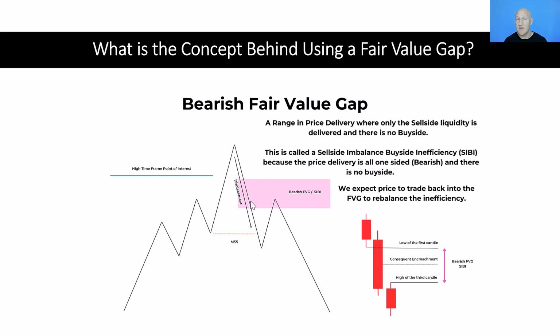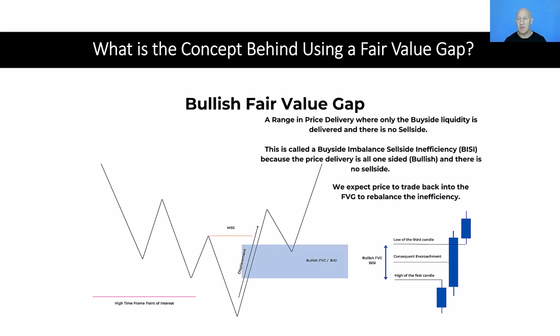And so just like with a liquidity void, this inefficiency or this imbalance, we'd expect that it's going to be rebalanced at some point. And so that's why price is expected to come back into this area before it then continues to trade lower. And so just an additional point on our consequent encroachment, the reason why this is important is this is often the area where price will react to, because this consequent encroachment level or this midpoint is very sensitive. And so moving on to our bullish fair value gap, the concept behind it is the same.